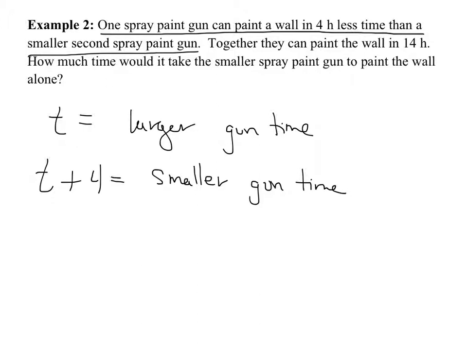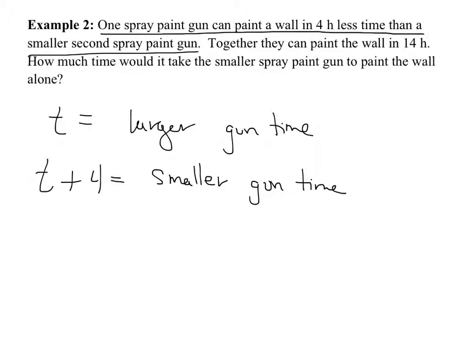if it took the larger spray paint gun, let's pick a number like 5 hours to spray paint the wall. If it took the larger gun 5 hours by itself, in 1 hour, how much of the wall do they get done? 1/5. What did you say? 20%. Let's take a fraction, but you're absolutely right. And there's a reason, we're picking up on the pattern.